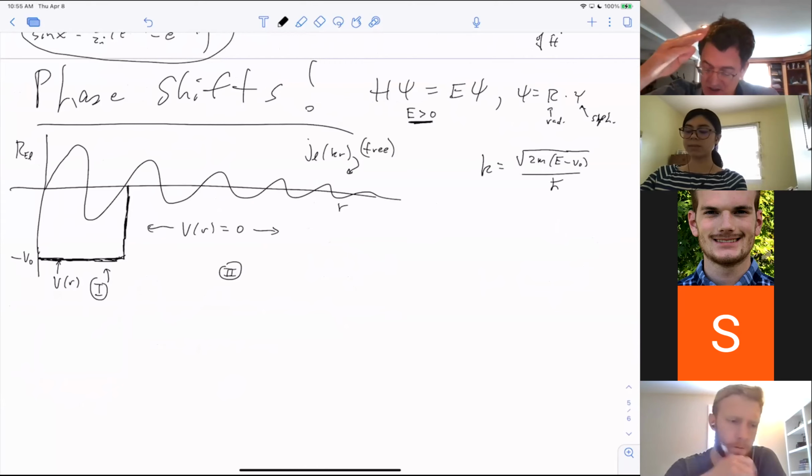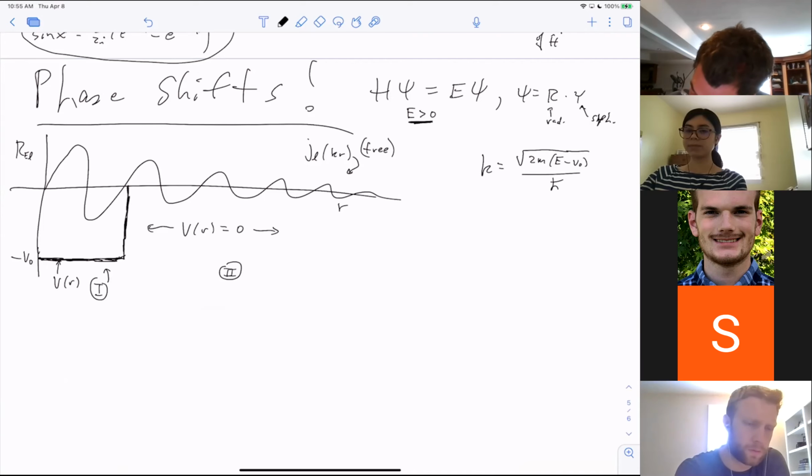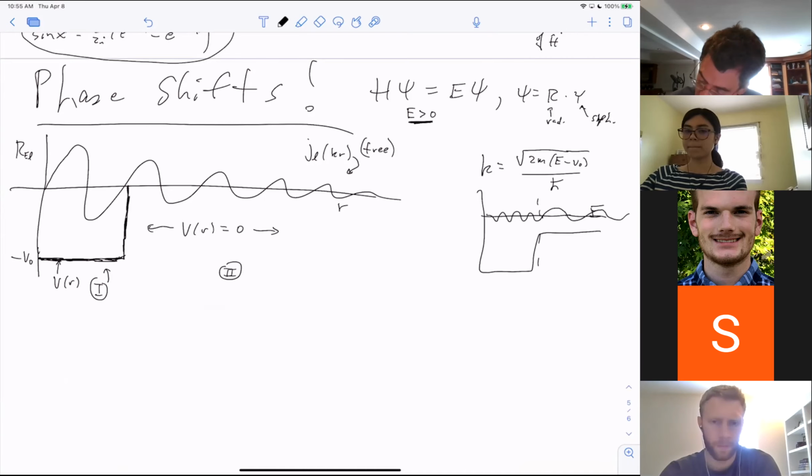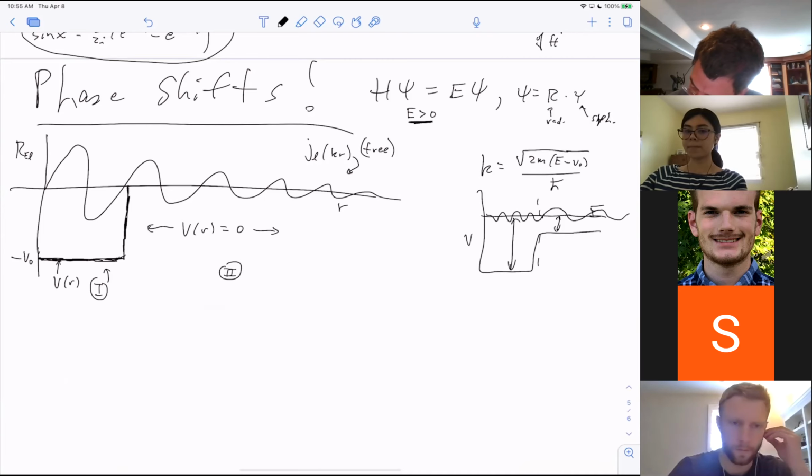You know that the kinetic energy is like this. If I have energy here, and my potential is like this, then in this region of space I have a long wavelength, and in this region of space I have a short wavelength, because the kinetic energy is this distance, where this is V of R.